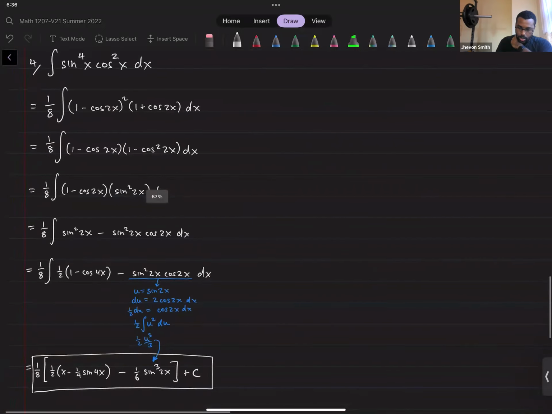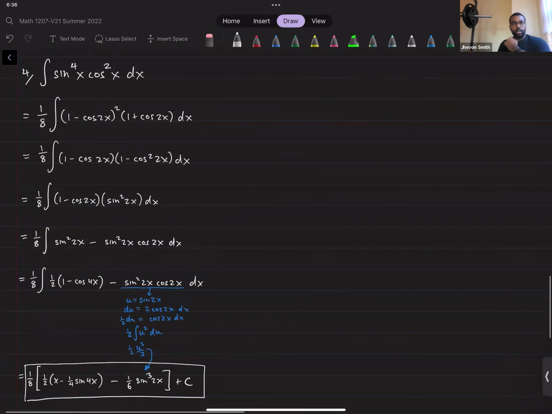This is a long one, but I think we made it as short as we could here. But as you can see, depending on what trig identities you want to apply and when, you can make a problem longer or shorter. I think we pretty much have one of the shorter ways here. Any questions on this one?